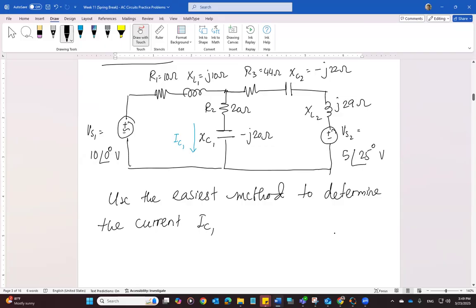Because when you do that, you will have two equations, one for each mesh. You're going to solve for those two currents, and then current IC1 is going to be the combination of two currents. Either you add them together or subtract based on the direction of the two mesh currents you're taking. So it's not that you cannot do it, but to me that may not be the easiest method, because you are setting up two equations to solve.